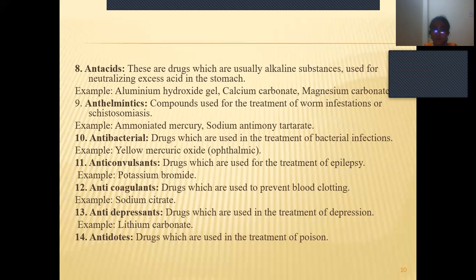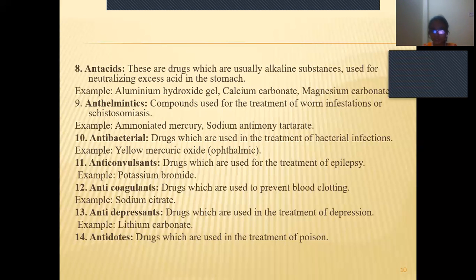Next, anticoagulants. Anticoagulants are drugs used to prevent blood clotting. In some cases, if the blood clots during heart surgery, it is very dangerous. Generally, heart attacks and heart problems come due to blockage of the blood in the heart. In order to avoid it, we are using anticoagulants.